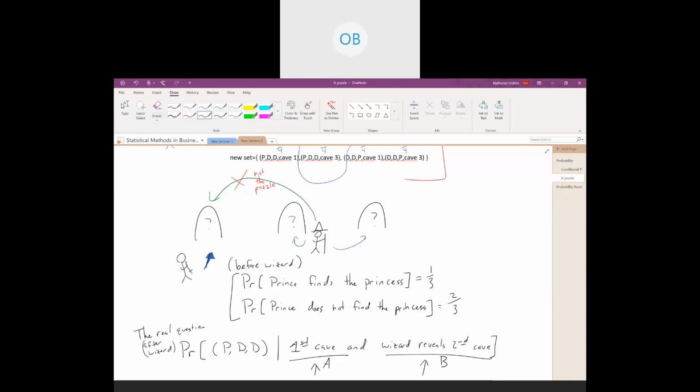Okay, so what's the probability that the wizard chooses cave 2 and says that there's a dragon there? 1/3. Why 1/3? Okay, let's say that it is 1/3.